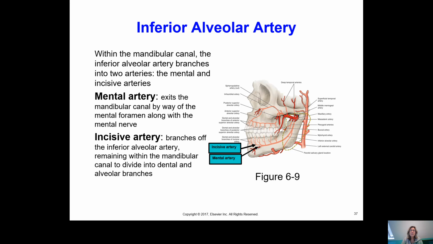The mental artery exits the mandibular canal by way of the mental foramen. You remember the mental foramen is located approximately at the apex of the second premolar, along with the mental nerve. So this chapter and the nerves, chapter 8, kind of run simultaneously, because arteries and nerves track each other in many places. The incisive artery branches off the inferior alveolar artery, remaining within the mandibular canal to divide into the dental and alveolar branches.